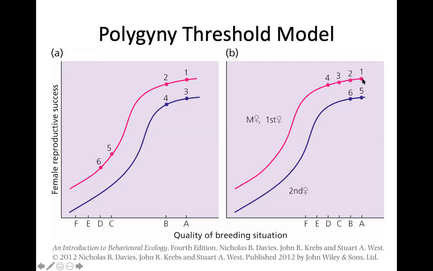So individual one, of course, would join the male in territory A because that's the best territory. But now he's got a female in territory A. So female 2 has a choice of joining the male in territory B, who's unpaired, or becoming the second female in territory A. Well, it's a much better deal to be the first female in territory B than the second female in territory A.